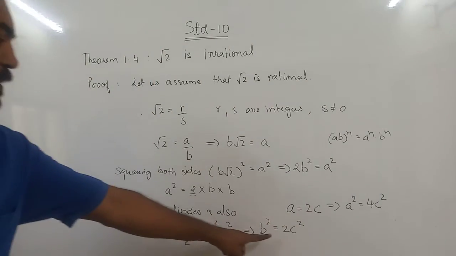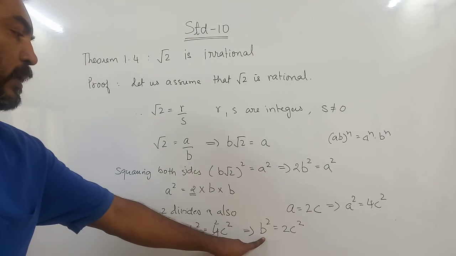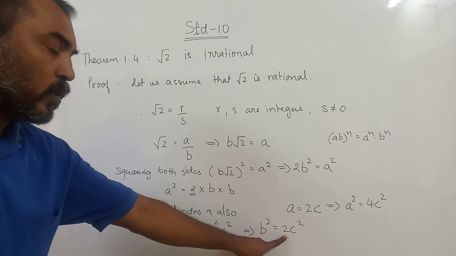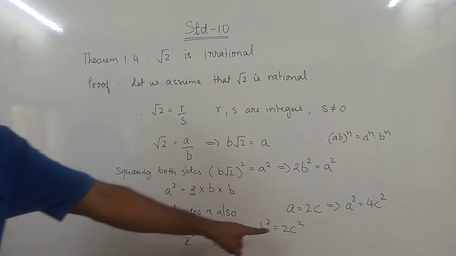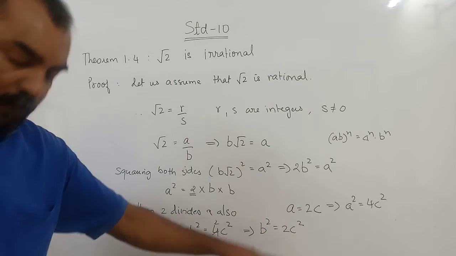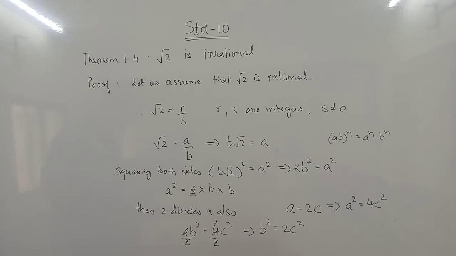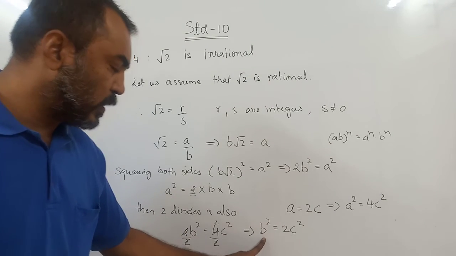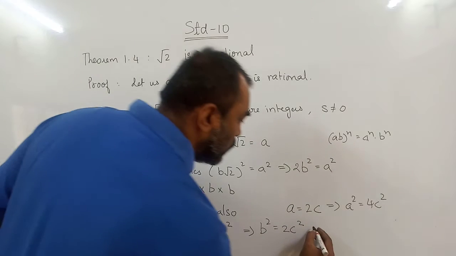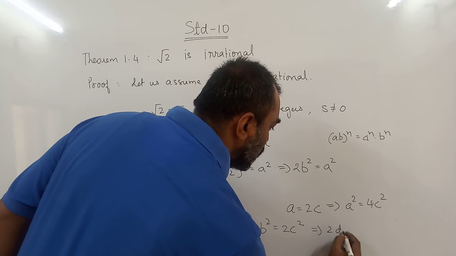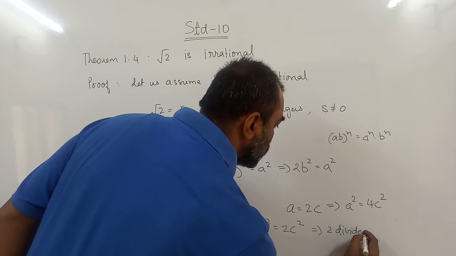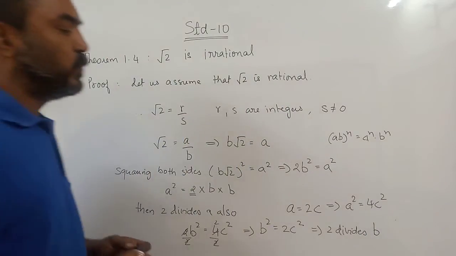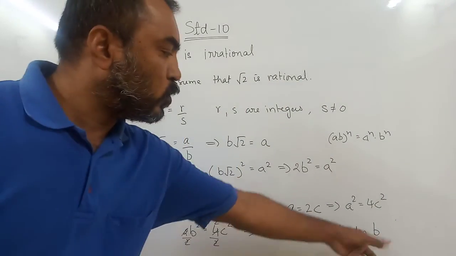So if you can see, then 2 divides b square. So what is the theorem we did previously? If 2 divides b square, then 2 also divides b. If 2 divides b square again, then 2 divides b also. If 2 divides b, then b is also an even number.